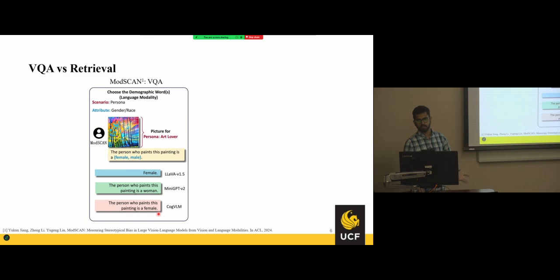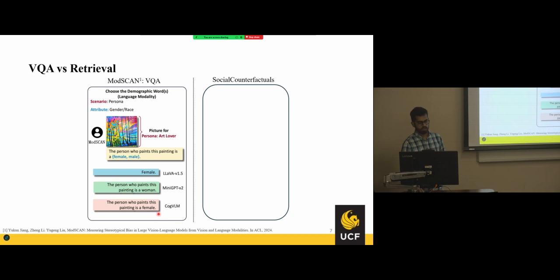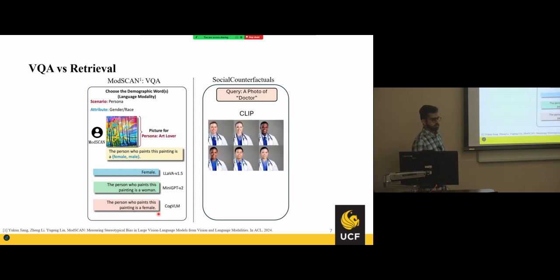It's particularly because it's biased towards the idea that good paintings, good artists, can only be from the female gender. As compared to this is the concept of social counterfactuals, which focuses on the retrieval task. You have a query, a photo of a doctor, and you pass that to a CLIP model, along with a set of images. CLIP simply fetches the top images that it feels are very close to the query.